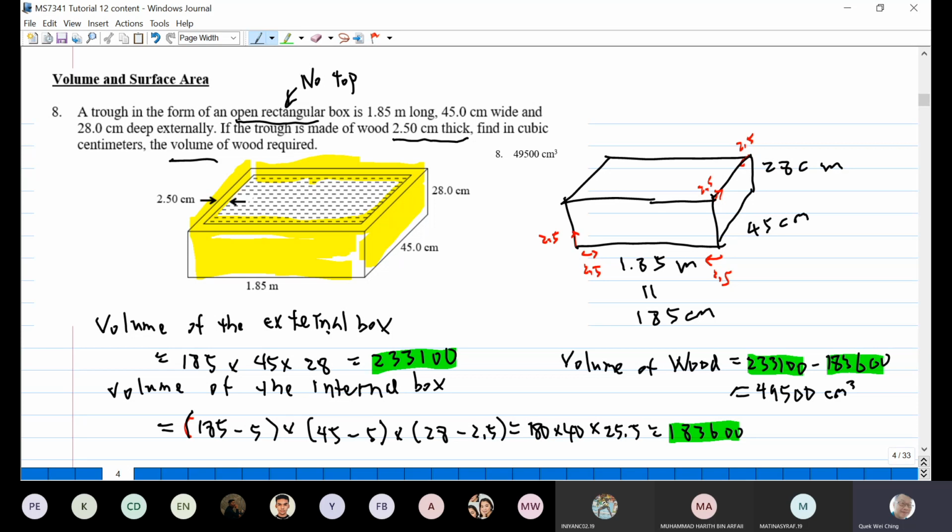Okay, so this is how you do question 8. It's about how to find the volume of a box, a cuboid, we call it cuboid here. So take the difference of an external box and internal box, which I can fill up with water or whatever content. Then you can find the volume of this thing.